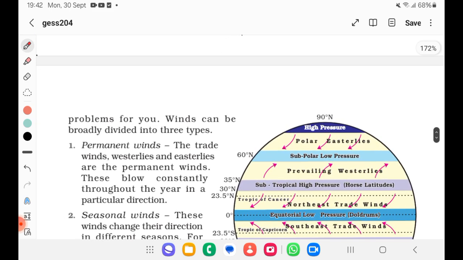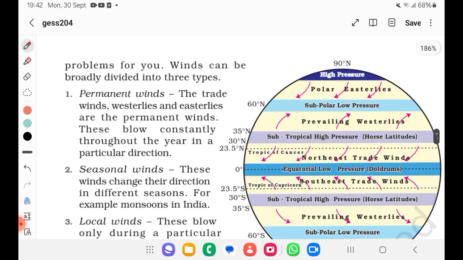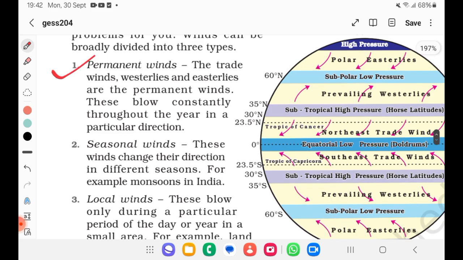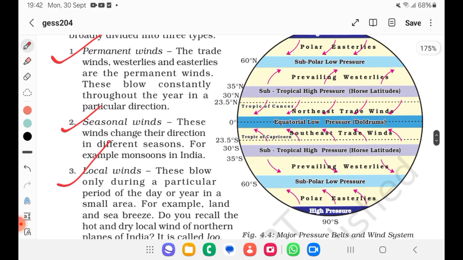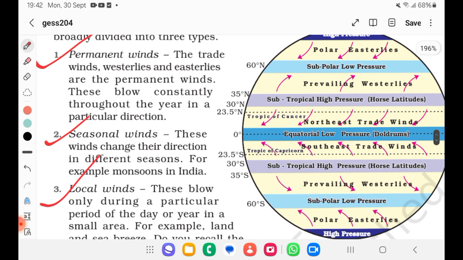Winds can be broadly divided into three types. So there are three types of winds: permanent winds, seasonal winds, and local winds. So, an important point to be noted: the trade winds, westerlies and easterlies are permanent winds. These blow constantly throughout the year in a particular direction. Why is it permanent? In a particular direction it will be constantly flowing. What are those? Westerlies and easterlies. If you see here, you have permanent winds, that is trade winds, westerlies, and easterlies flowing.